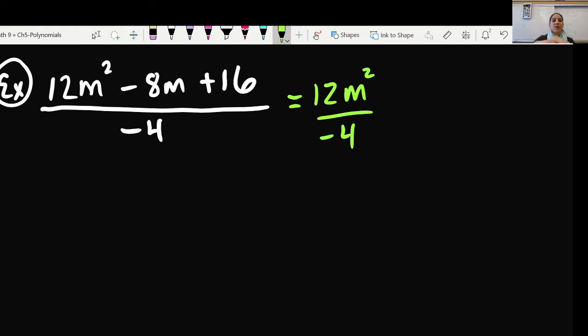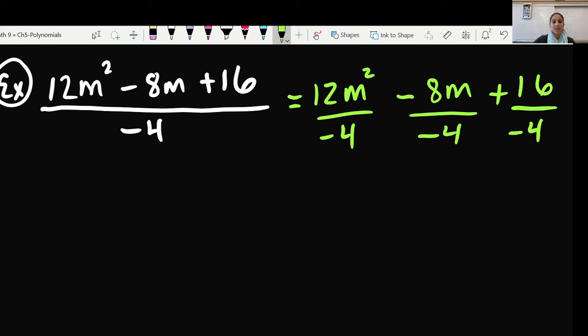Here's the part I really want to stress. I taught you this in the last lesson: the sign to the left of the term stays with that term. So here I'm going to have minus 8m, and that's going to be over minus 4. And then I have plus 16, and that's going to be over minus 4. So it's helpful and useful to be able to look at it this way.